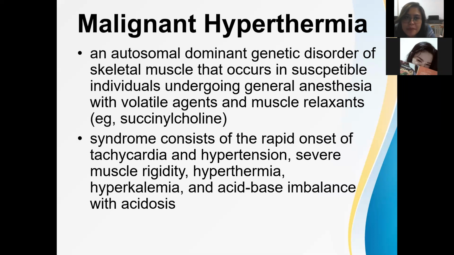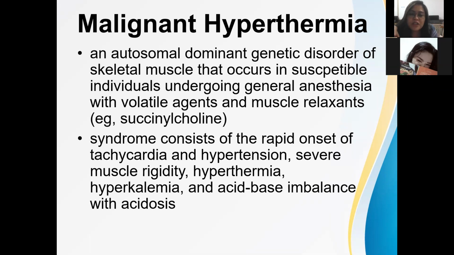So when we say malignant hyperthermia, it's a genetic disorder in skeletal muscle if the person is under general anesthetics with volatile agents, or if our patient is given a muscle relaxant just like succinylcholine. So what will be the signs and symptoms if the patient already experienced malignant hyperthermia due to the agents mentioned?